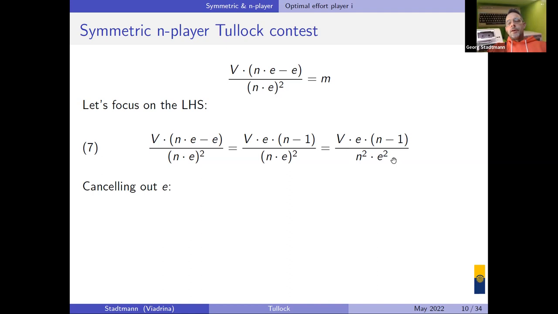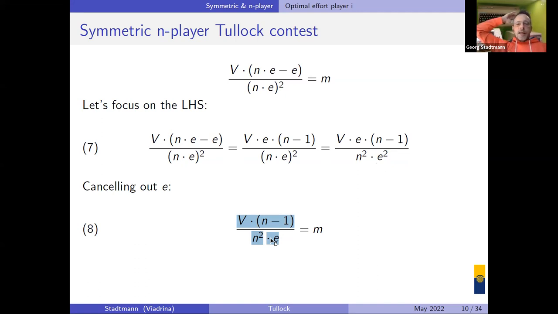Then we can also get rid of the brackets in the denominator. In the denominator, we have N times E to the power of 2 in brackets. When we get rid of the brackets, we get N squared times E squared in the denominator. And now we have an E in the numerator and an E squared in the denominator. So we can cancel out one E, and we arrive at this expression, V times N minus 1 divided by N squared times E is equal to the marginal cost M. So we have modified the left-hand side of the first equation, and then we end up at equation number 8.